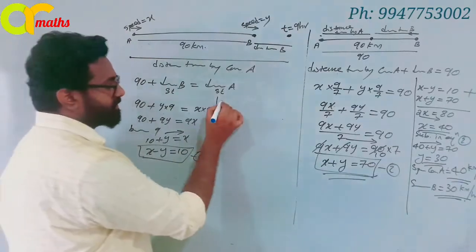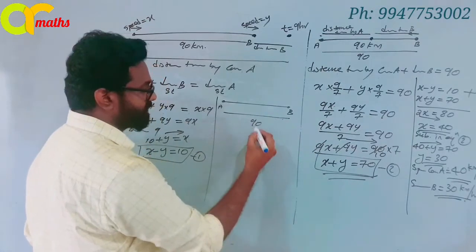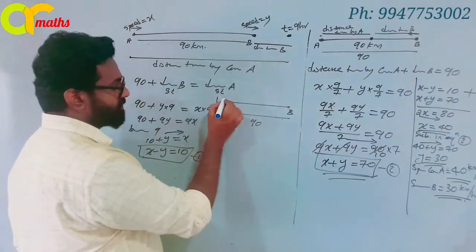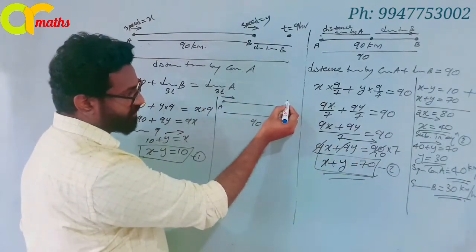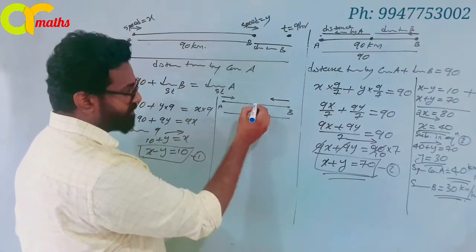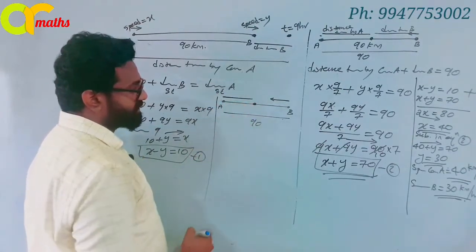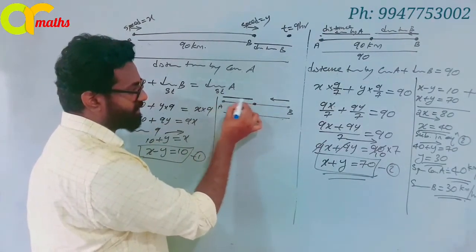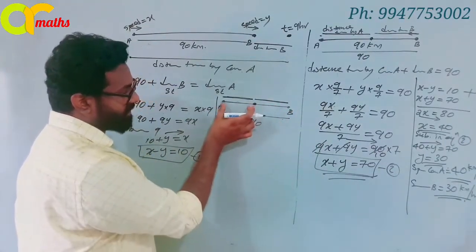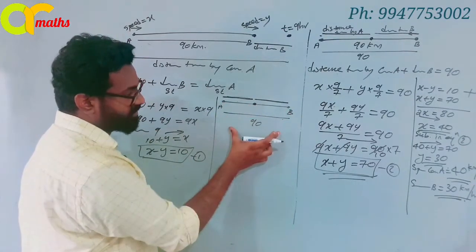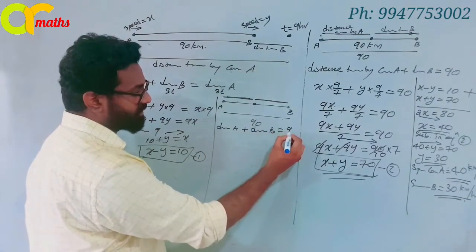Next, A, B, distance is 90. If these two cars travel in opposite directions, suppose A travels in this direction, right side, B will go to the left side. Then they will meet at this point. So this is the distance traveled by A. Here this is the distance traveled by B. So distance traveled by A plus distance traveled by B is equal to 90.